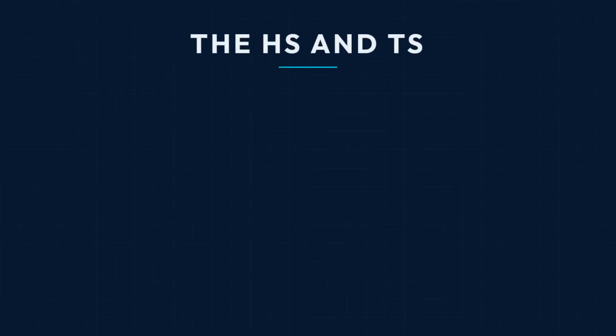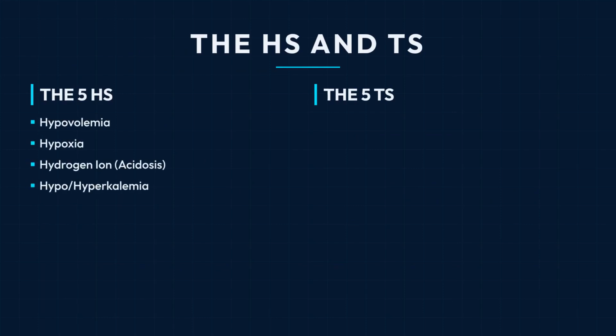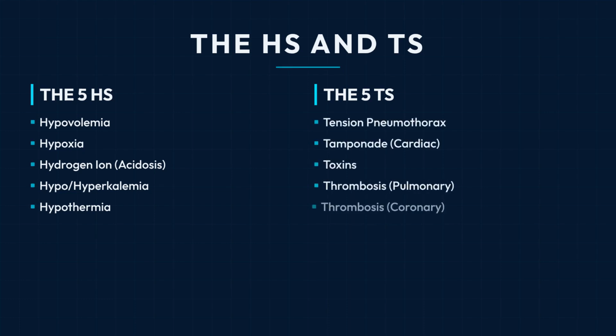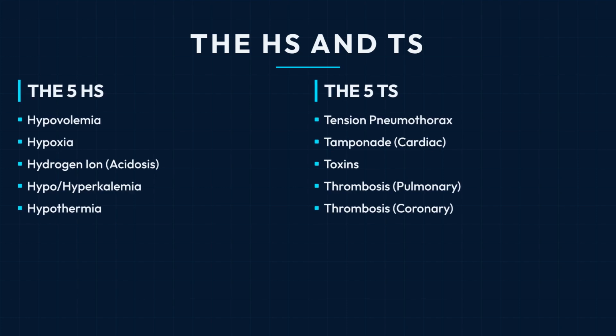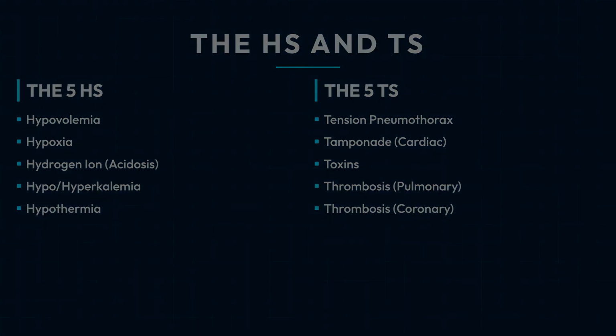During any cardiac arrest, systematically work through the H's and T's: hypovolemia, hypoxia, acidosis, electrolyte imbalances and hypothermia. Also consider tension pneumothorax, tamponade, toxins and thrombosis, both pulmonary and coronary. Rapidly identifying and treating these causes is the key to survival.